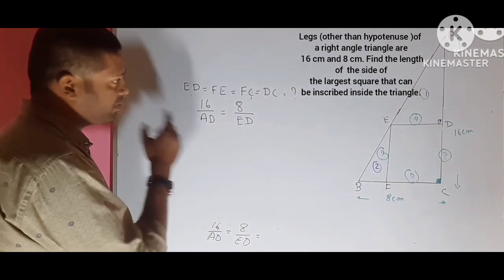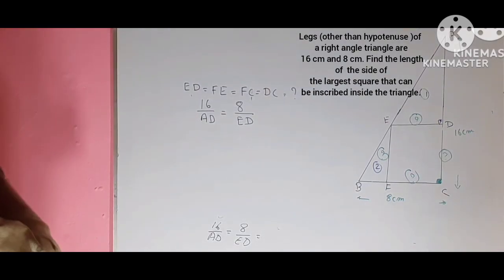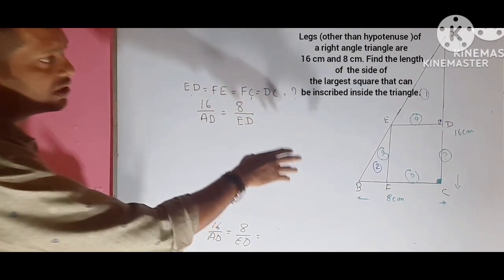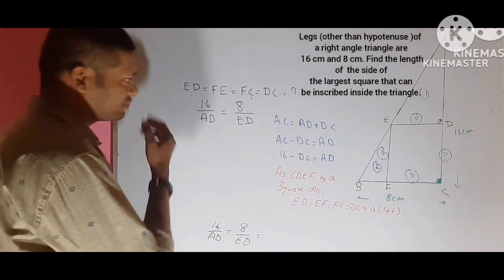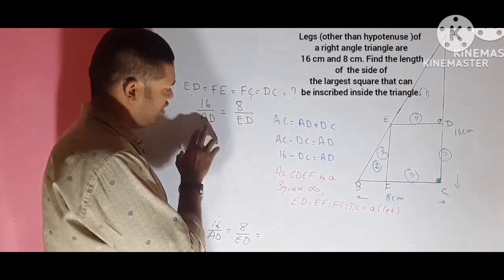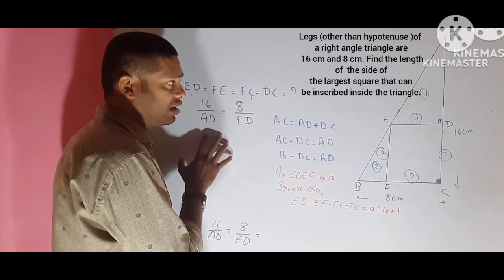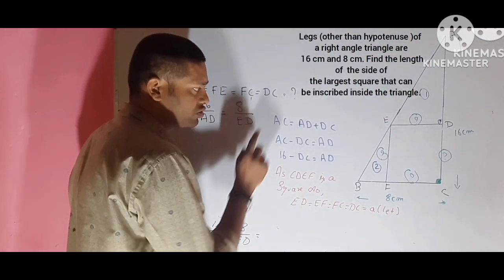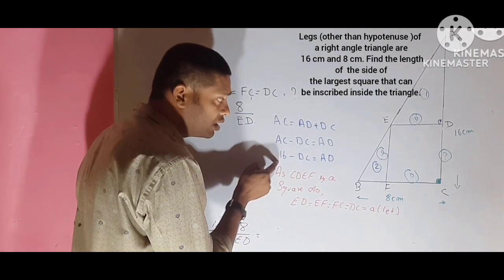So let me see. AD is there, where is AD? AD is at that place. AD is here, and ED we also don't have. After writing everything, I saw that I am not having these two. So is there any relationship between these two? After clear examination, I saw that AC is made up of AD plus DC. So from here AD will be AC minus DC, and AC I am having, DC I am not having.